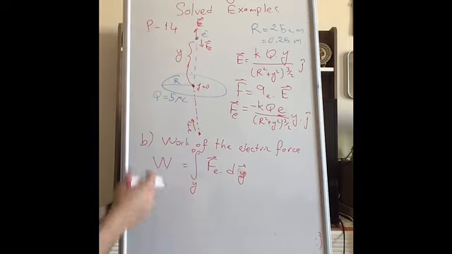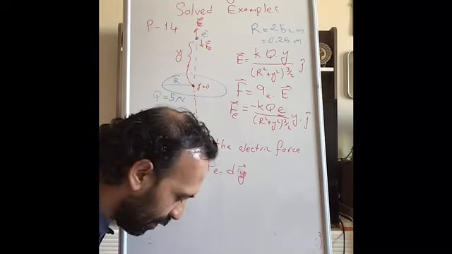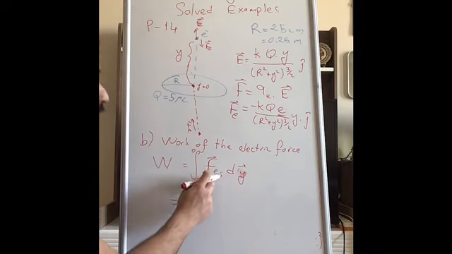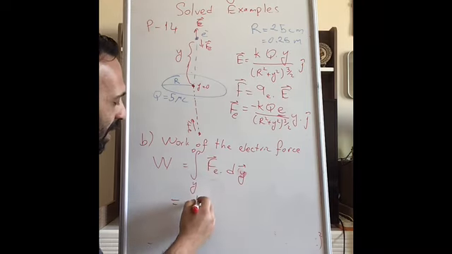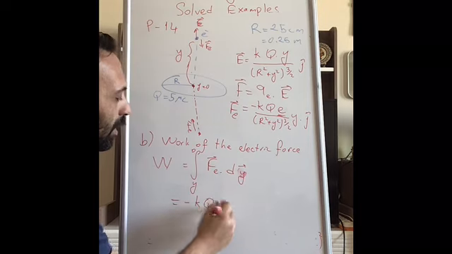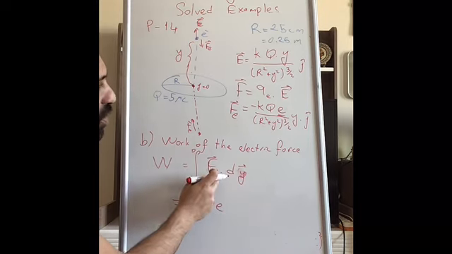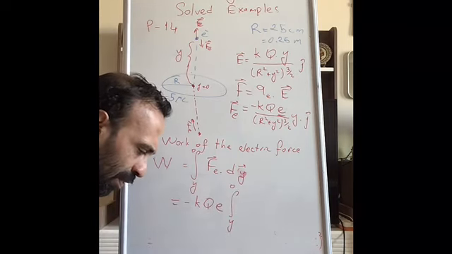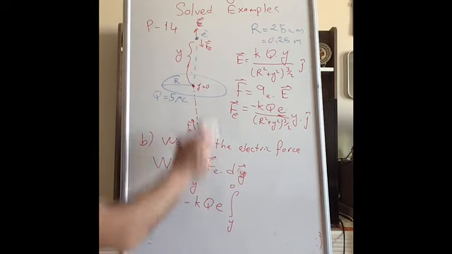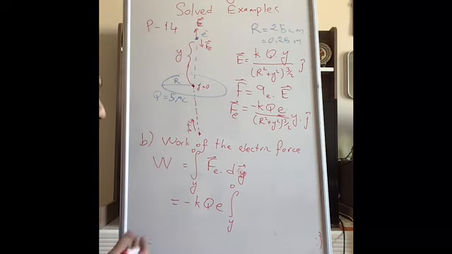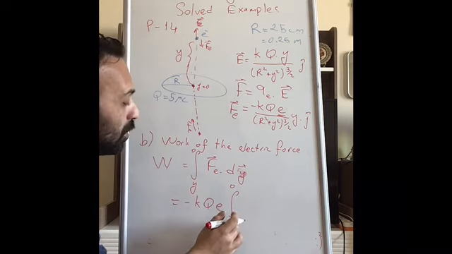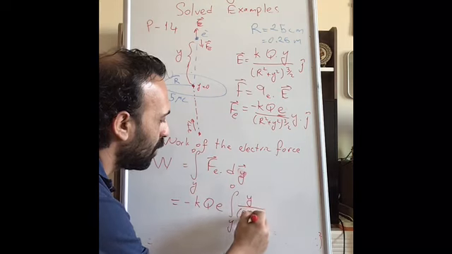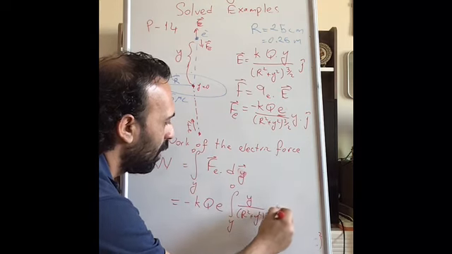So once we integrate it, the result will be the work done by the electric force. Let us write it. Fe is here. Let me put minus k, Q, E. These are constants, so I can put them outside the integration. From y to 0. y is given in the problem actually. It is 10 centimeter. We need to convert it to meters at the end. So the rest is the integral of y over (R squared plus y squared) to the 3/2 dy.